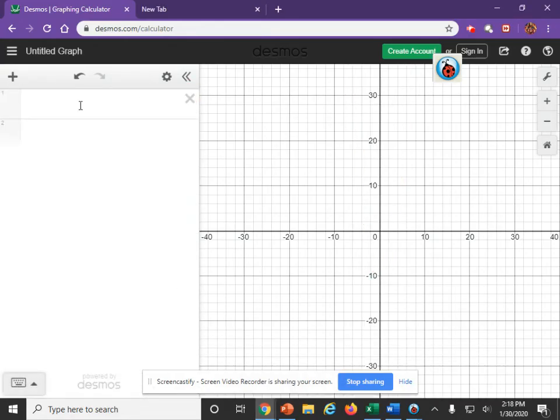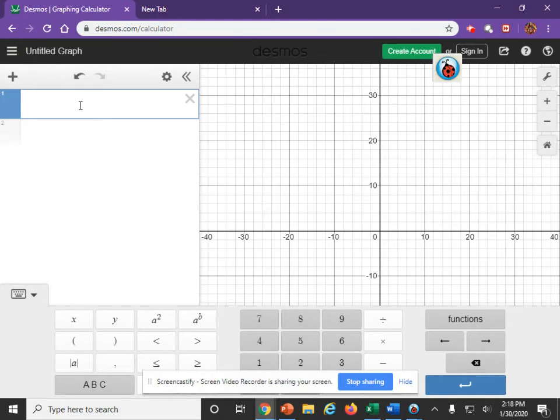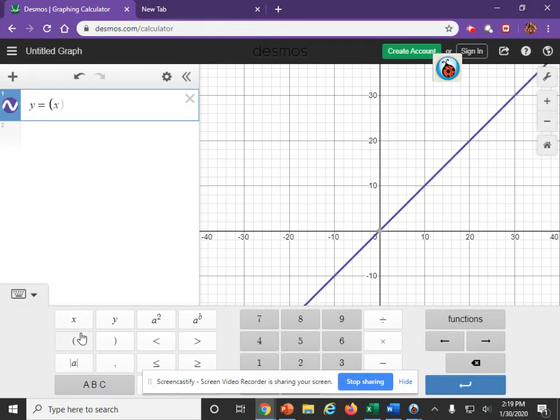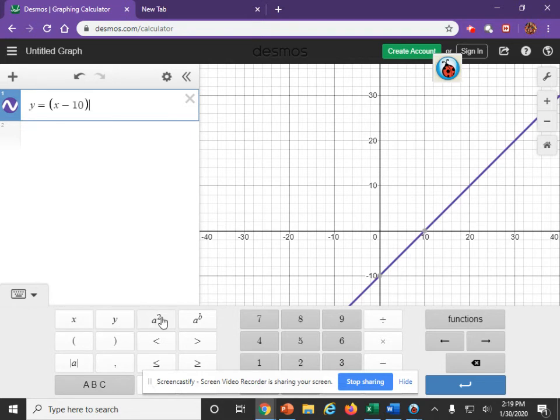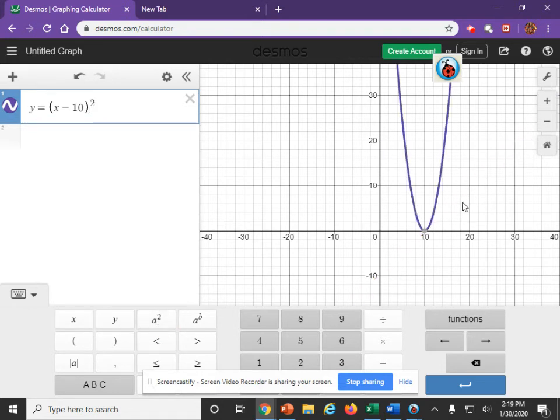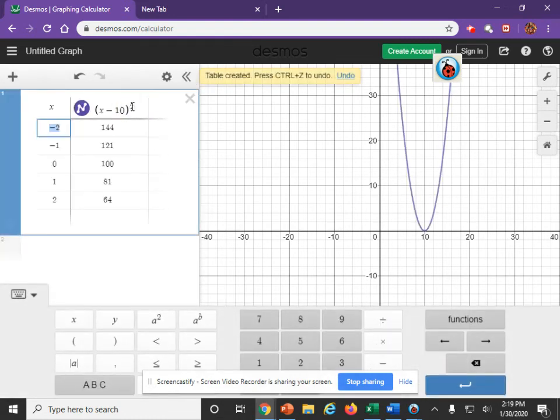So I'm going to x out. I'm going to type in x minus 10 squared. Okay, so y equals parentheses, okay, x minus 10, close parentheses, and then squared. All right, so there's my parabola. That's what that's called if you don't remember. Convert it to a table.